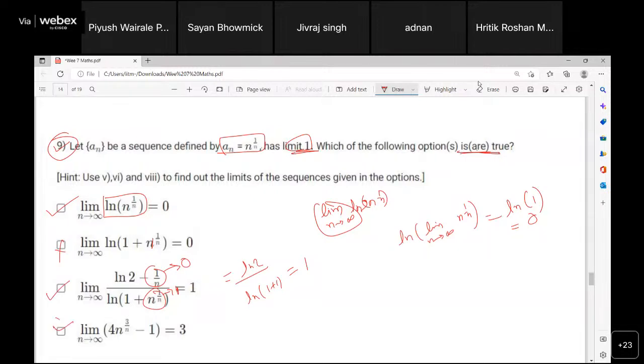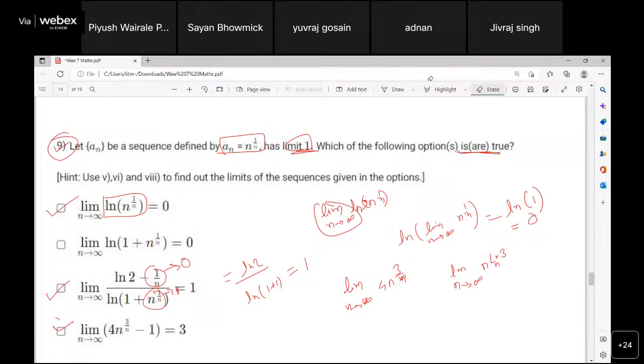Now what about this fourth option? Limit n tends to infinity of 4 n to the power 3 by n. Tell me. It will give 4 into 1 to the power 0. n to the power 3 by n, as n goes to infinity, makes n to the power 0, so it's 4 minus 1, 3. This one is correct. Sir, why is the second one wrong?